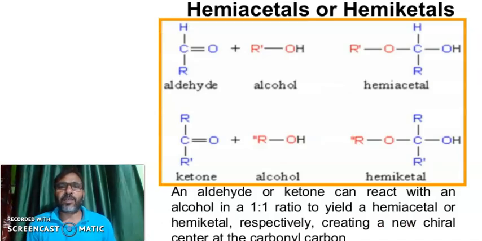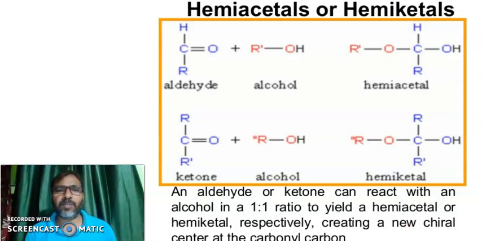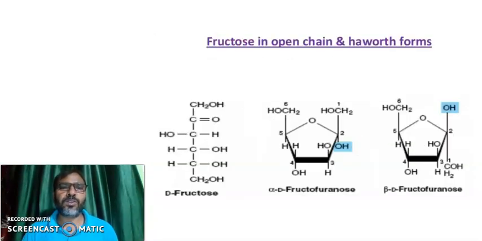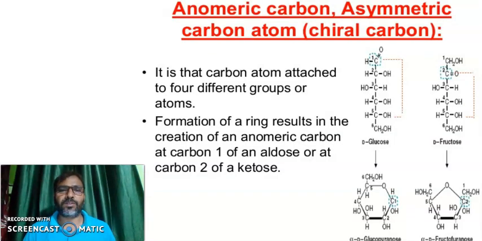Now hemiacetal or hemiketal. Aldehyde plus alcohol gives hemiacetal, ketone plus alcohol gives hemiketal. An aldehyde or ketone can react with an alcohol in a 1:1 ratio to yield a hemiacetal or hemiketal respectively, creating a new chiral center at the carbonyl carbon. Now both the chair forms represent the three-dimensional configuration of sugar in nature. So fructose in open chain and Haworth forms: D-fructose, alpha-D-fructofuranose, beta-D-fructofuranose.